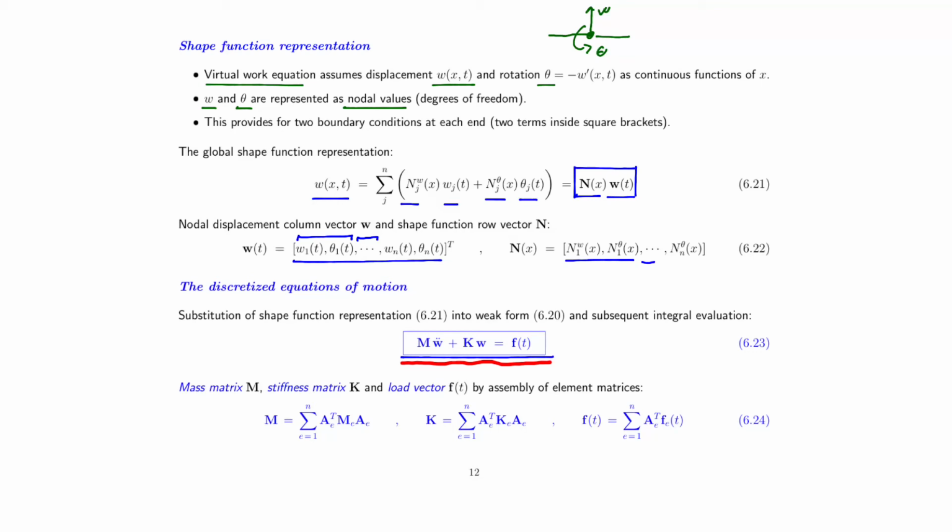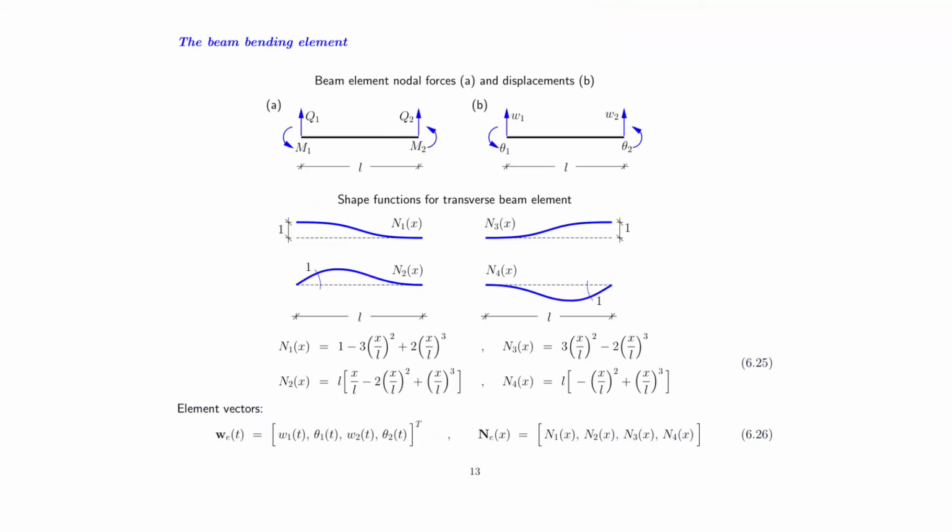As for the cable element, the mass matrix, the stiffness matrix, and also the load will be derived element-wise and then substituted into the global mass matrix, stiffness matrix, and load vector by an assembly procedure as described for the cable element. The classic beam element has two nodes, node 1 and node 2.